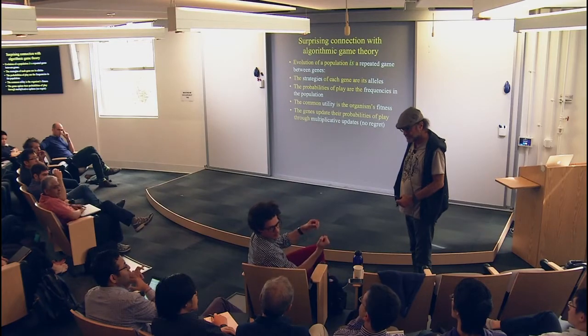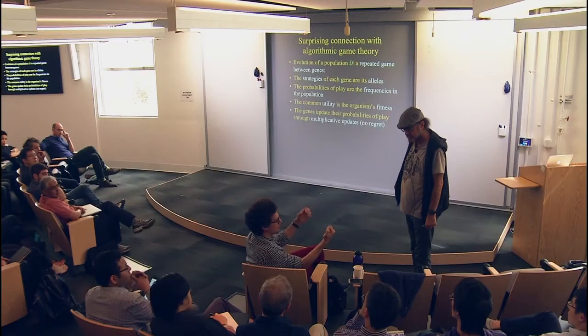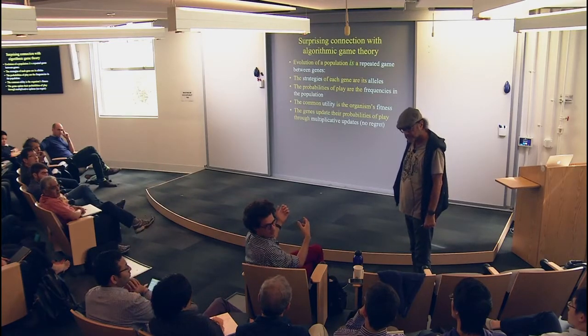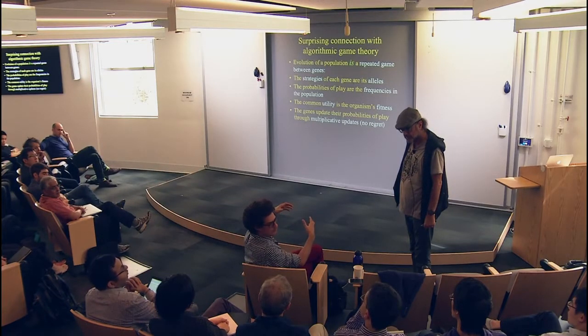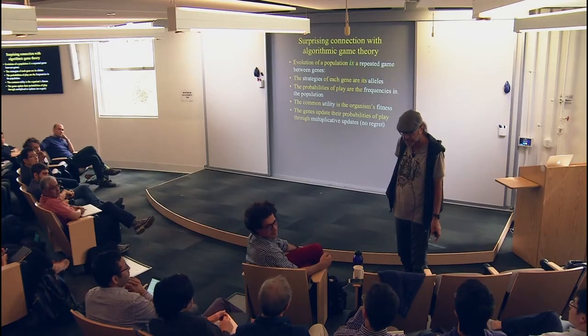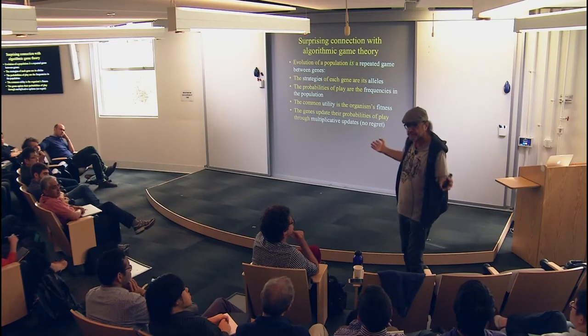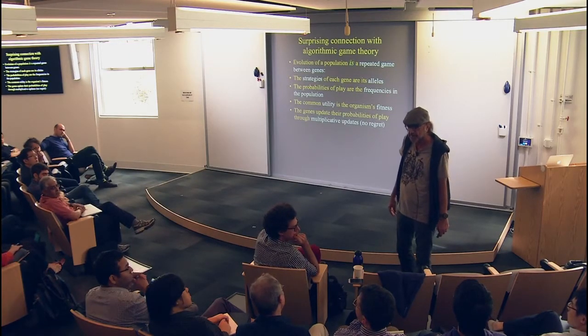So you can formally prove that if you follow the equations of evolution, you can translate them to every gene playing multiplicative updates. Okay. So we are not imputing that genes play anything. We are just saying that amazingly, this process will be the same as... so yeah. Use different words.